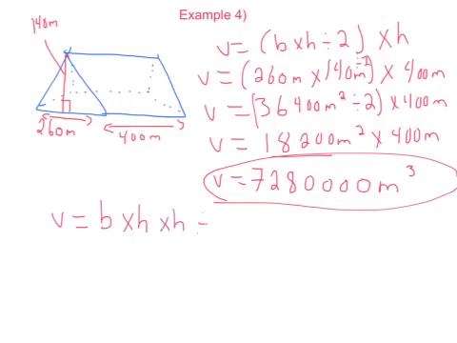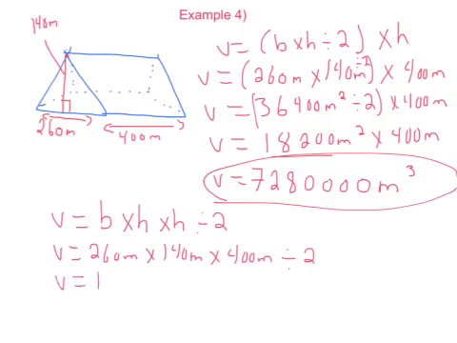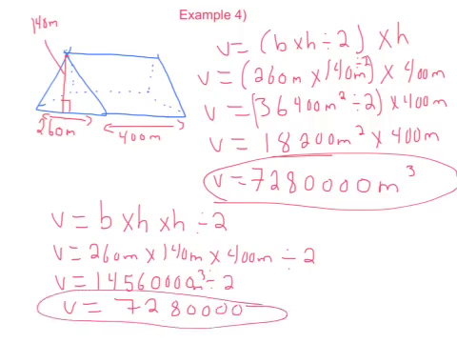And again, this could have also worked by saying volume equals our base times our height times our height, and then dividing it all by 2. And just to show you that it works, 260 meters times 140 meters times 400 meters divided by 2. When we do that all, we get 260 times 140 times 400, divided by 2, for a final answer of 7,280,000. So, two different ways to do it.